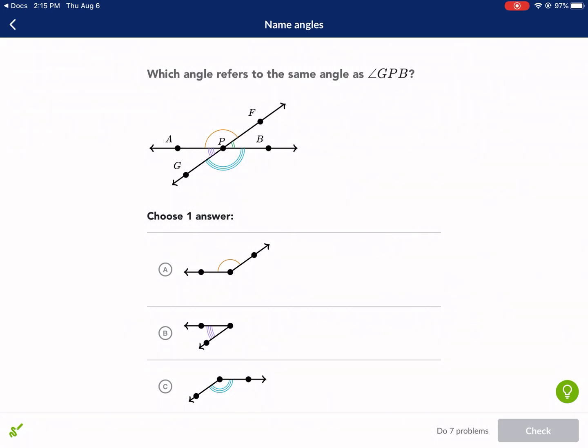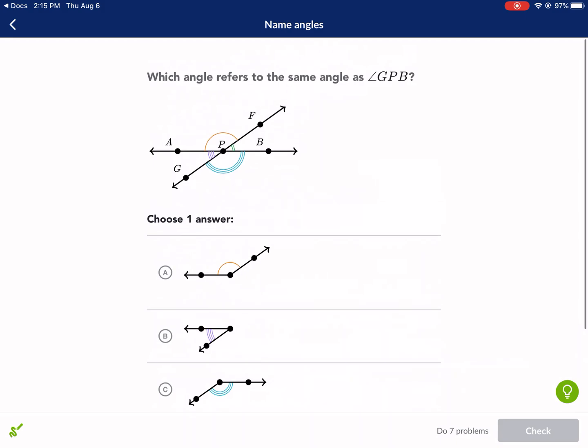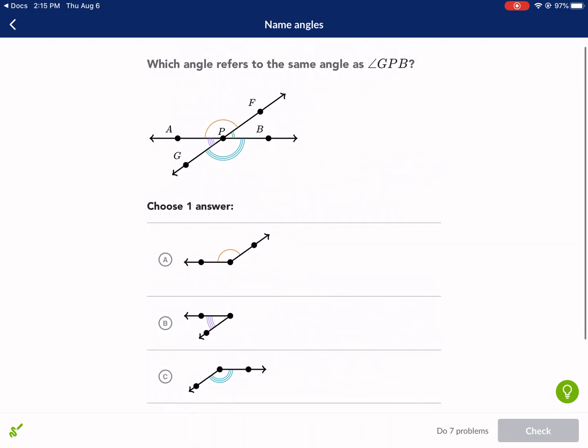Today we're going to be doing the aptly named naming angles. Now, some of you might think this is super basic and super easy. I'm telling you that this is a very underappreciated skill. A lot of people make silly mistakes. Even honor students make silly mistakes, and it costs them points on multiple choice tests.